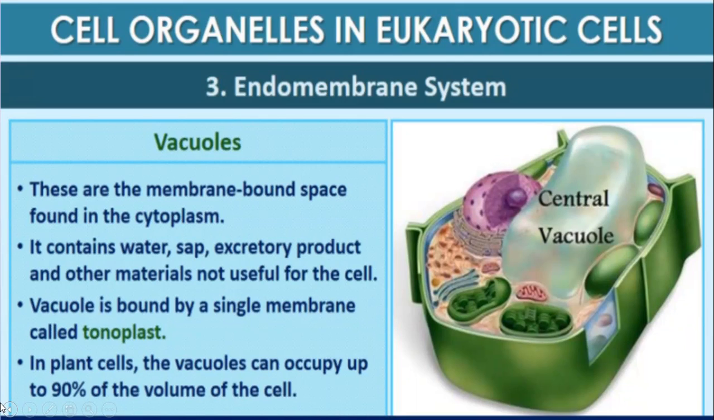and they are membrane-bound spaces found in the cytoplasm. And these vacuoles can be of three types: contractile vacuole, food vacuole, and gas vacuole, and nothing in detail. Contractile vacuole is found in amoeba, food vacuole in some protists, gas vacuole in blue-green algae, purple and sulfur bacteria.